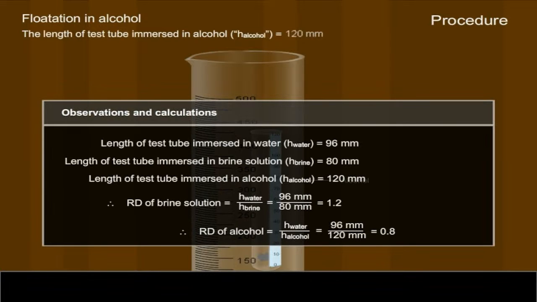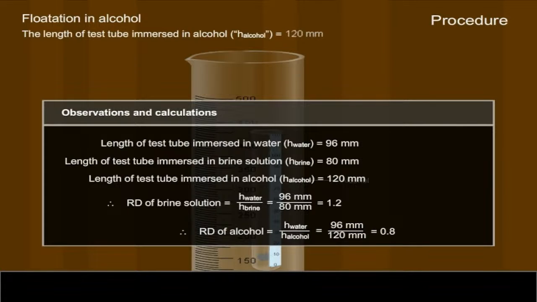Observations and calculations. Length of test tube immersed in water, H water, is equal to 96 mm. Length of test tube immersed in brine solution, H brine, is equal to 80 mm. Length of test tube immersed in alcohol, H alcohol, is equal to 120 mm. Therefore, relative density of brine solution is equal to H water upon H brine, which is equal to 96 mm upon 80 mm, which is equal to 1.2.